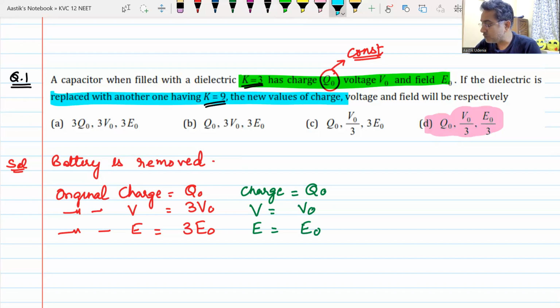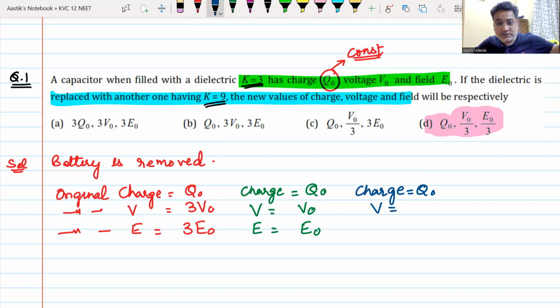Now I move to the blue dielectric. The blue dielectric is the 9 dielectric. So what is the blue charge? Charge will remain the same, Q0. What is the blue voltage? Original voltage was 3V0, 3V0 by 9. So the new voltage with the blue dielectric becomes V0 by 3. The new electric field: the original field was 3E0, 3E0 by 9, E0 by 3. The only option which matches this is option D. Do we understand this?